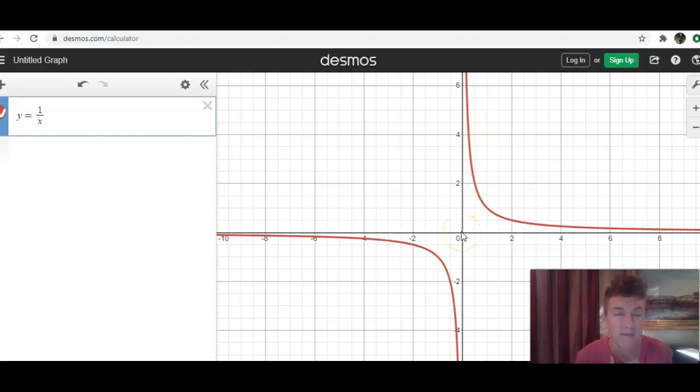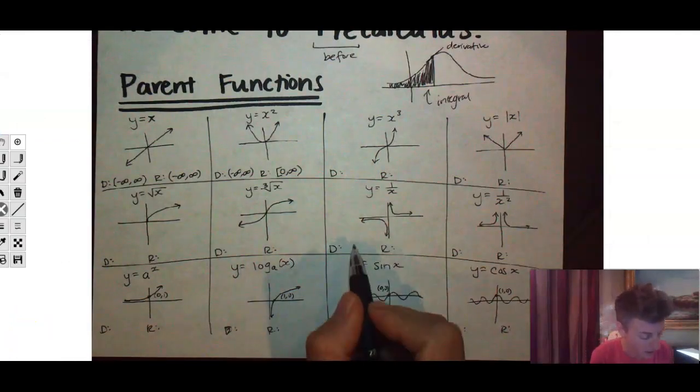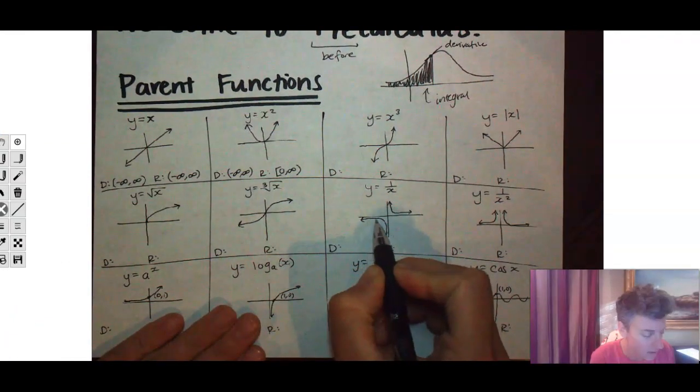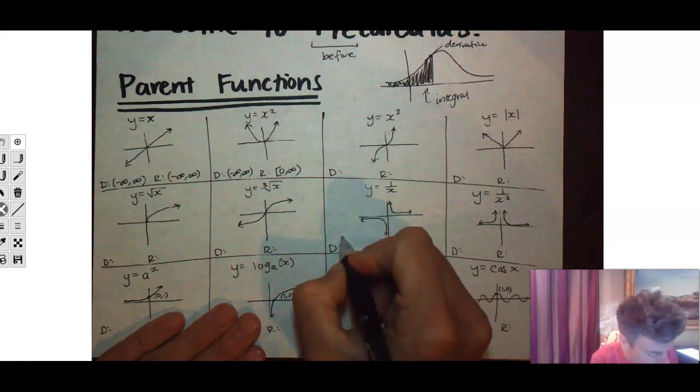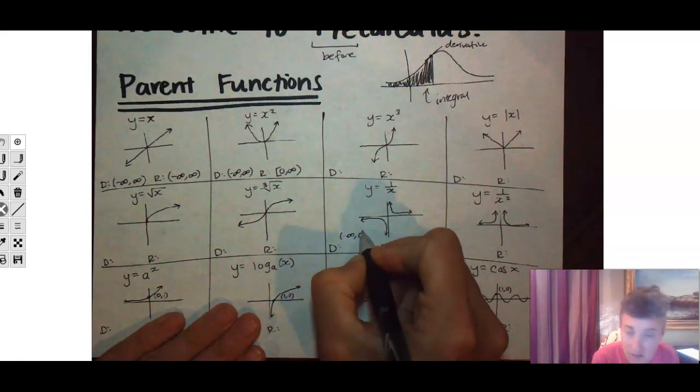X will never be allowed to equal 0. Remember, we can't plug in 0 here. So we go from negative infinity and get close to 0 but never touch it. And then we pop on over to the other side. We get really close to 0 on the other side, but we'll never touch it, and then we go to positive infinity. So what this means is our domain goes from negative infinity, close to 0 but doesn't touch.